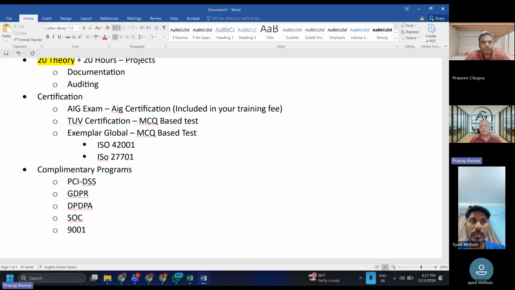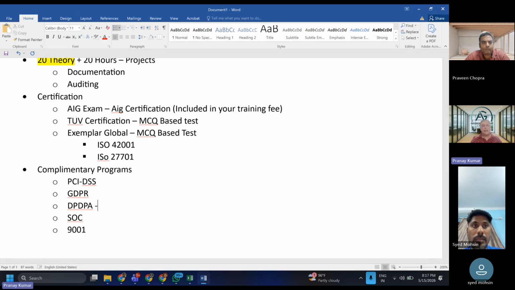While it is not very related to information security, some jobs require you to do a little more. In those jobs, this certificate can add value. So I will give you these 4 or 5 certificates at no additional charge, but these are AIG certificates only. If you want, you can take the international certificate. I will share the TUV list and the exemplar list with you. You can get certificates for them, some of them, not all of them.